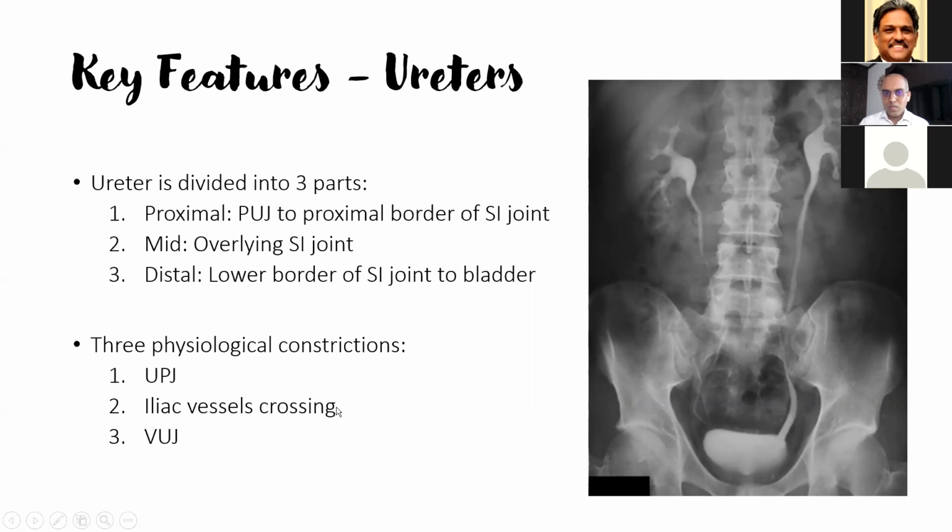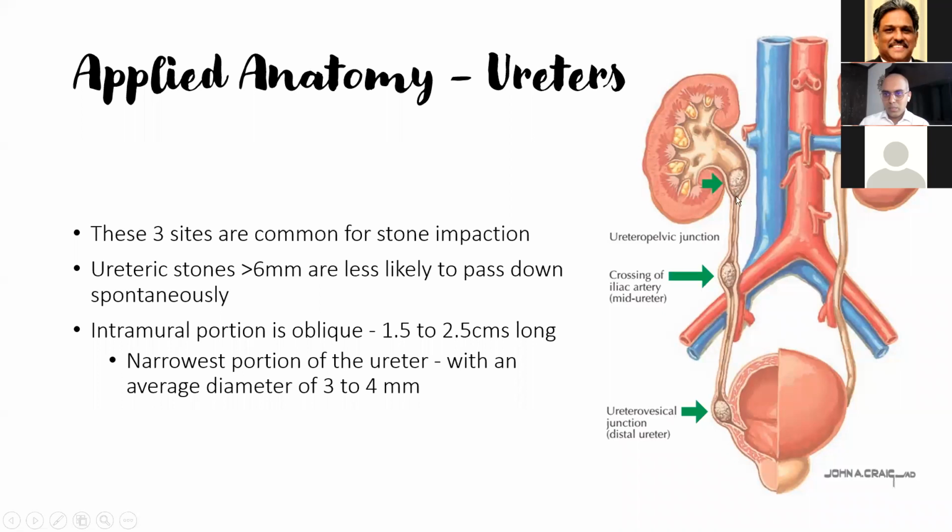One more important thing to note about the ureters is that they have 3 physiological constrictions. One is the pelviureteric junction, the second is the iliac vessel crossing, and the third is the vesico-ureteric junction. All these 3 sites are sites of stone impaction. Since the ureter diameter is around 3 mm to 6 mm, stones larger than 6 mm are less likely to pass down spontaneously.